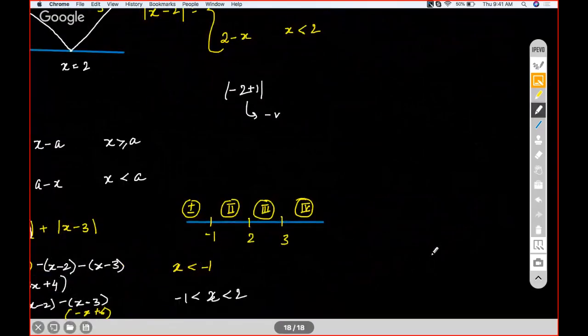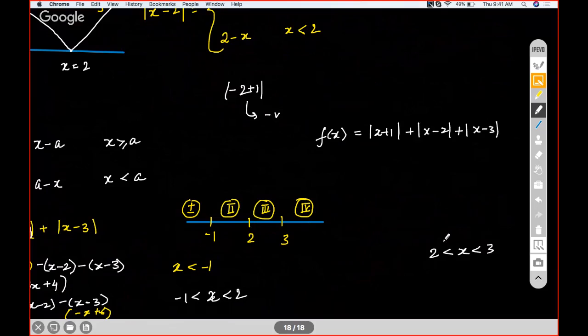What about the 2 to 3 zone? For 2 to 3, you can input a value to check. Let me write the function again over here, it has got hidden. So mod of x plus 1, mod of x minus 2, mod of x minus 3.